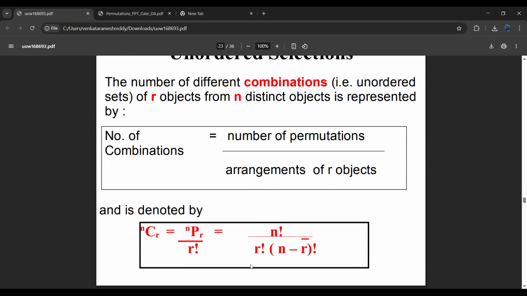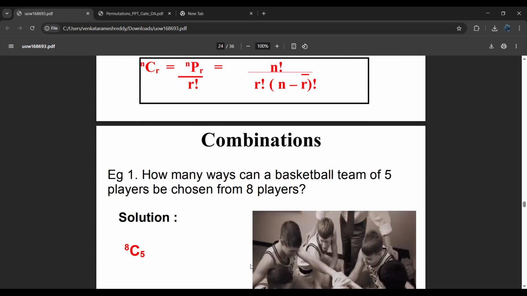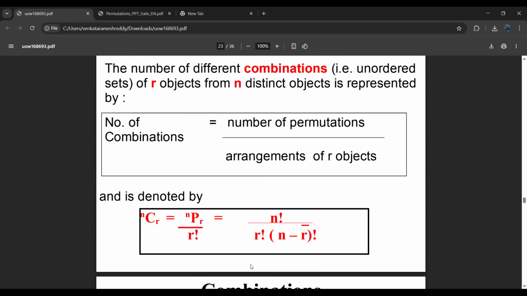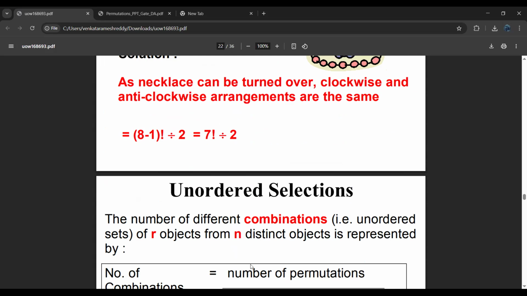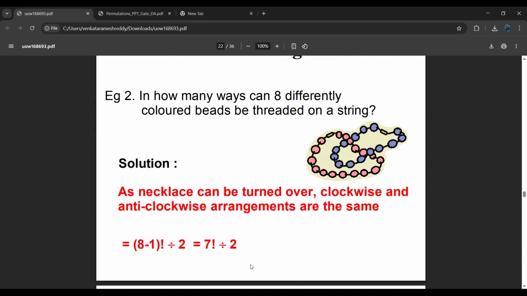There are unordered selections and ordered selections also. We will see those ordered and unordered selections in the next class. So I am winding up this session here. I think everyone got my point and understood this class.